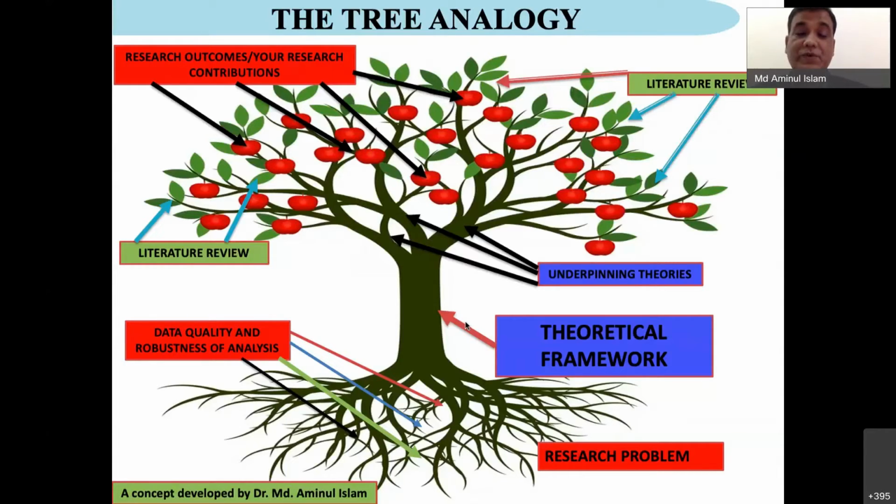Okay, and then the tree, the body, I compare it with theoretical framework. Whether the tree would be able to sustain the storm and other environmental effects or not depends on how strong the root and the body are. So one is the root, which has got to be very strong, and then the branches of the tree I compare with underpinning theories. So later, when I talk about theoretical framework, I'm going to discuss it together with underpinning theories and theories, all that. So don't worry.